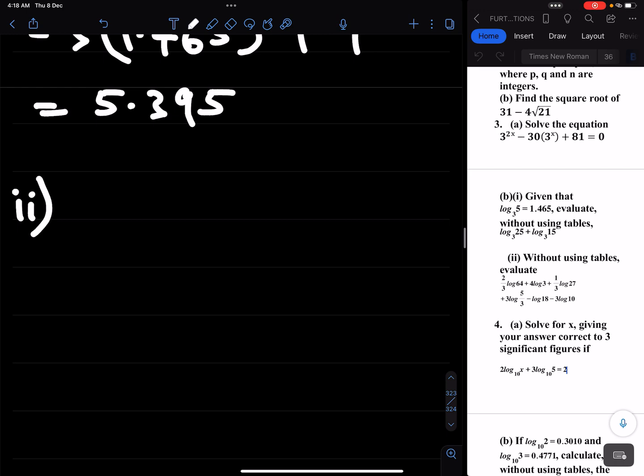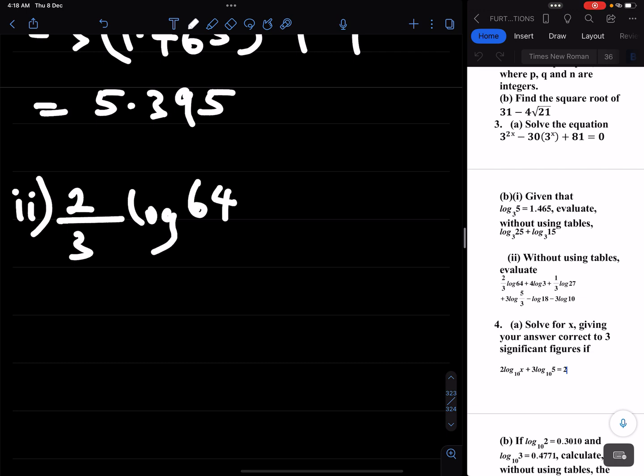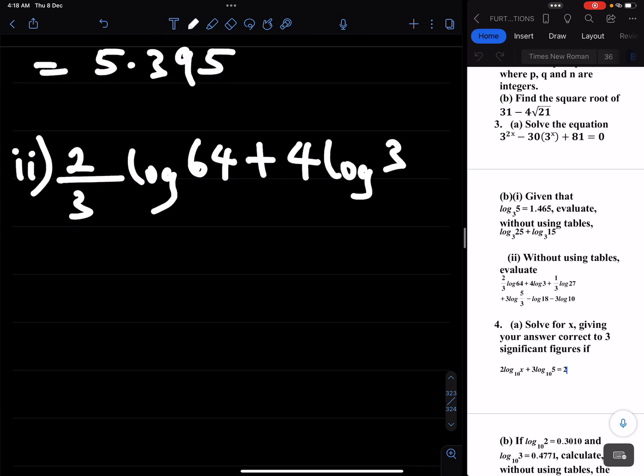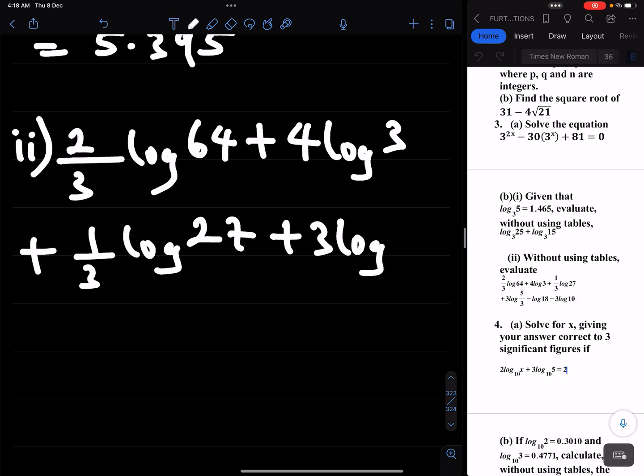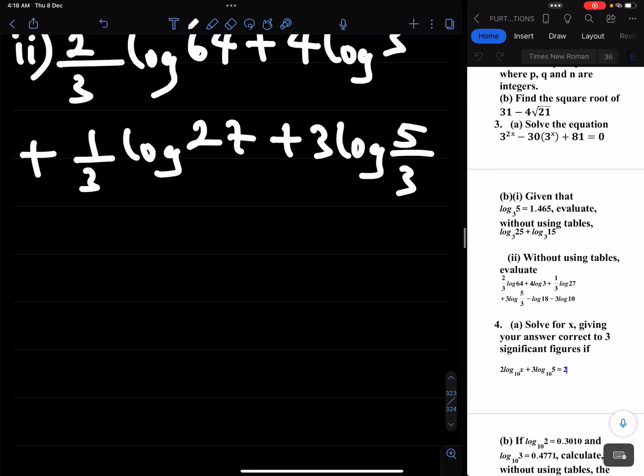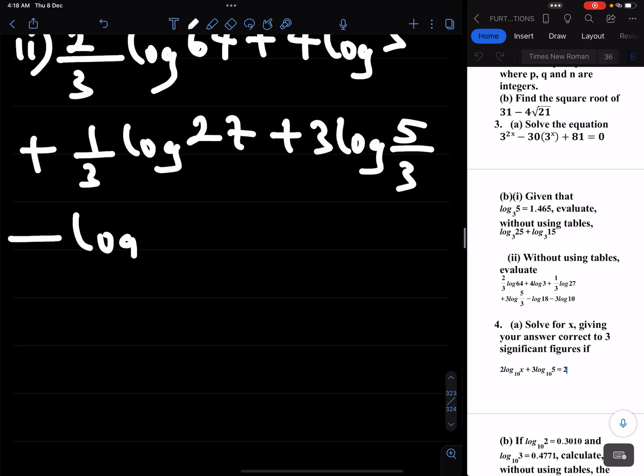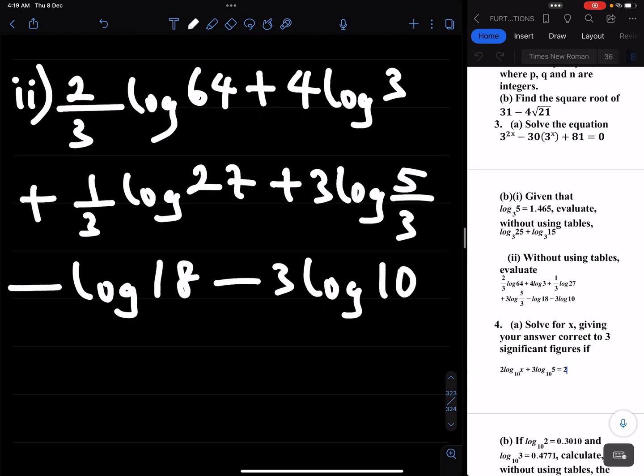Without using tables, evaluate 2 over 3 log 64 plus 4 log 3 plus 1 over 3 log 27 plus 3 log 5 over 3 minus log 18 minus 3 log 10. Now when a base is not written, then it's in base 10.